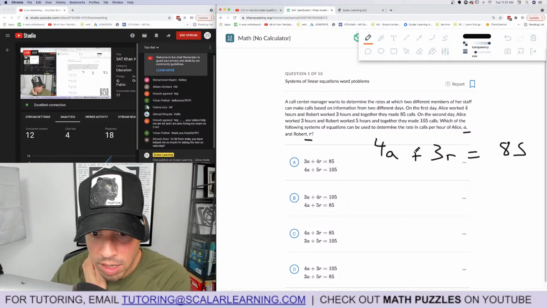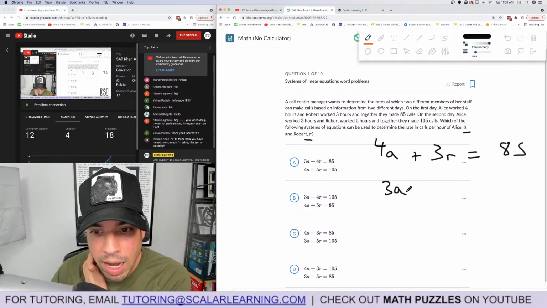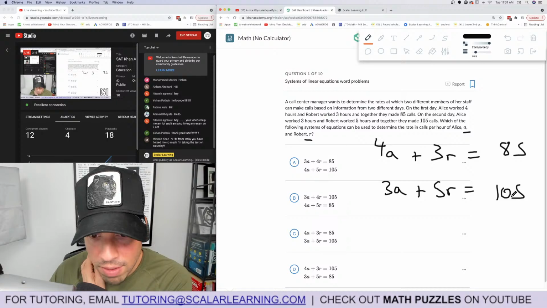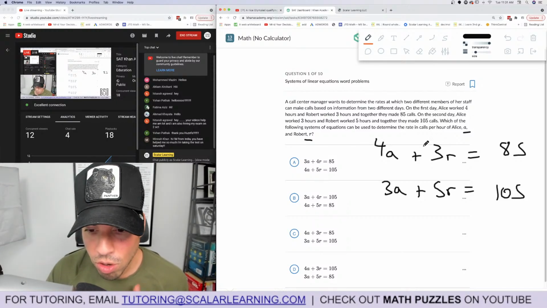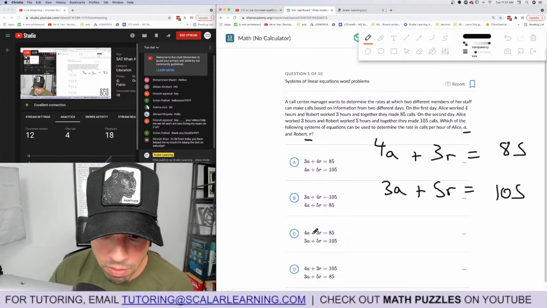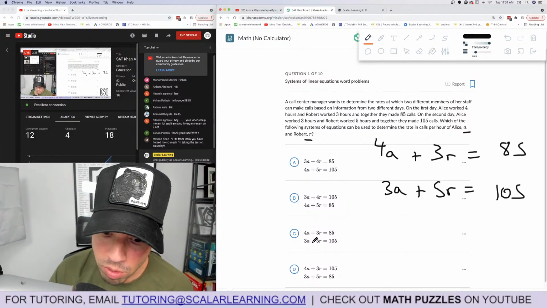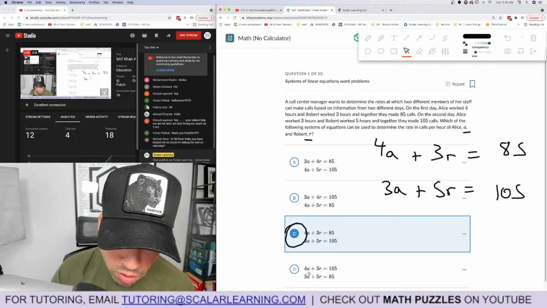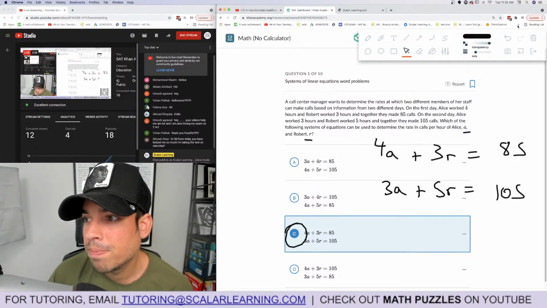There's the first equation. On the second day, Alice worked 3 hours, and Robert worked 5 hours. And they made 105 calls. And that's it. We don't have to solve. We just have to see which one is the right one. 4A plus 3R equals 85. 3A... C is the winner. Done. Let me just make sure. Yep. Cool.